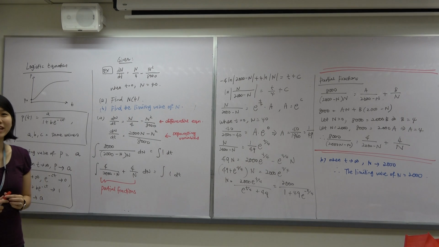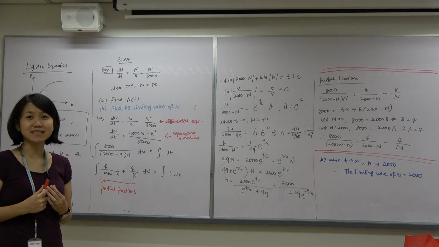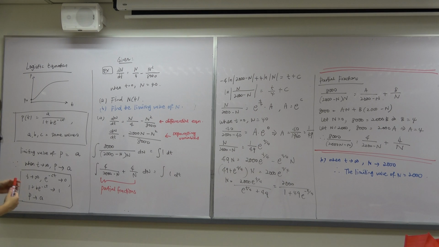Hi everyone. In this video we are going to discuss the logistic equation. A logistic equation simply means an equation like that. It looks like exponential, but exponential would always increase continuously without stopping, while logistic has a limiting value. If you were to draw a logistic equation graph, it will look like this.